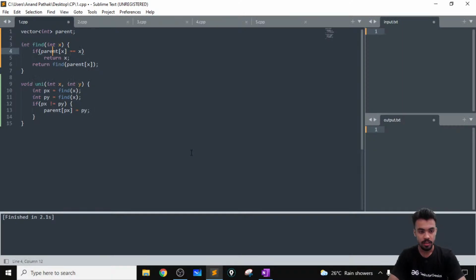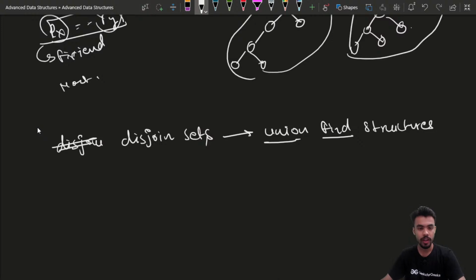Okay, so yes, we have implemented these two functions, and now we are going to analyze the time complexity.